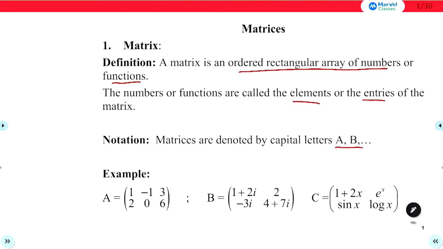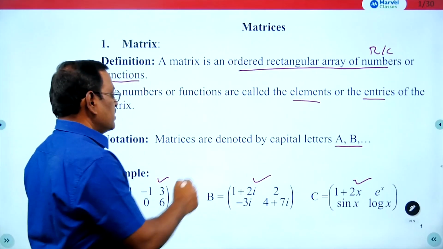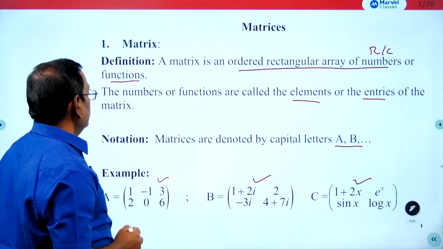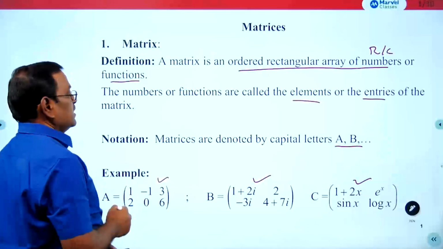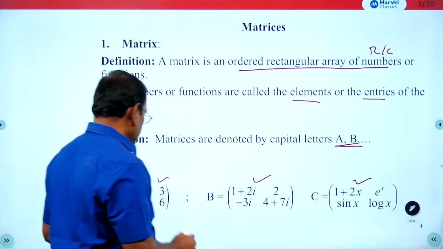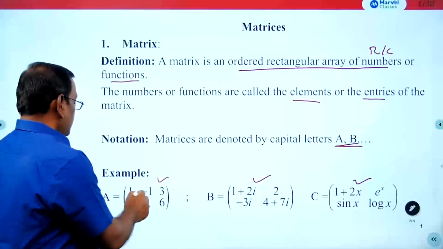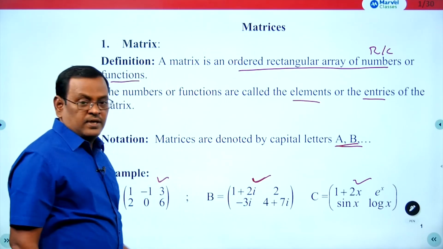So these are three examples of an entry: the element is a real number, the element is a complex number, and the element is a function. These numbers may be either real or complex, and for functions you can substitute any function. So this is the definition of a matrix: an ordered rectangular array of numbers or functions arranged in rows and columns. The notation for a matrix is capital letters, and a few examples are matrices with real number elements, complex number elements, and function elements.